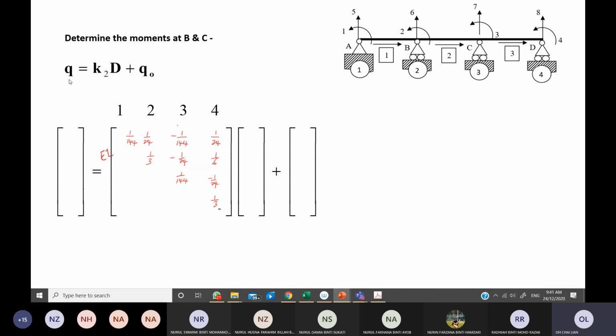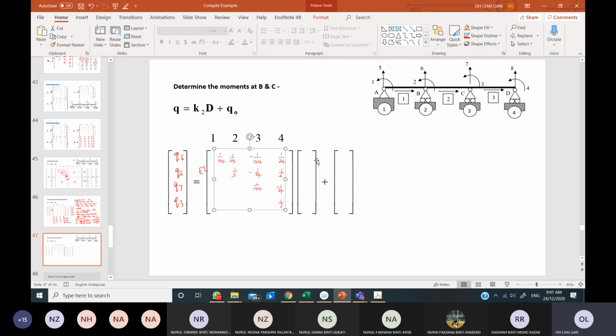This Q will be following the numbering for element number 2, which is Q6, Q2, Q7, and Q3. Following the numbering of this NY and Z, FY, FZ. But this one is wrong.